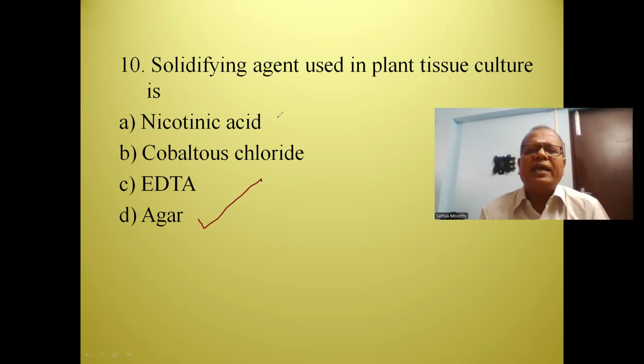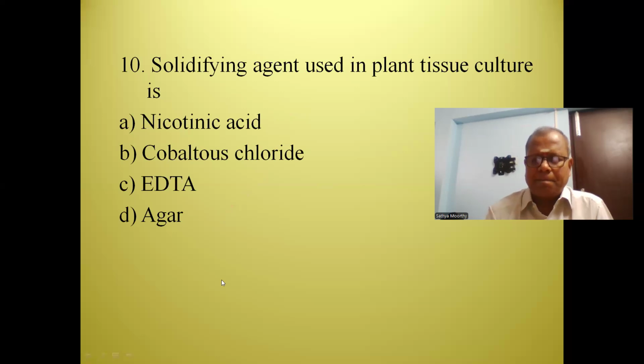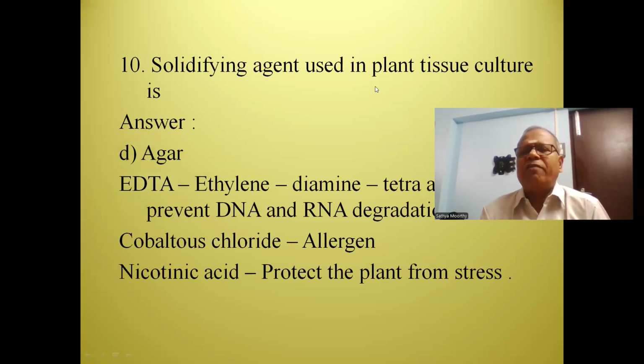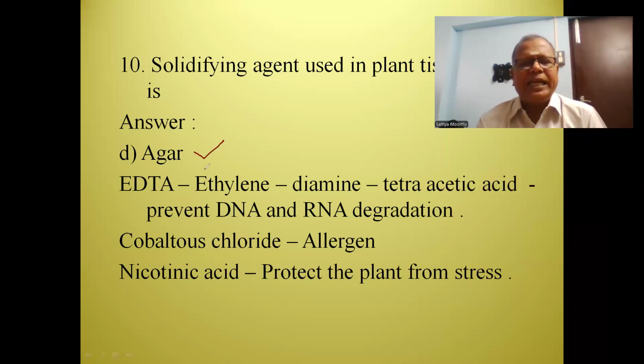What is the role of these other things? Nicotinic acid, cobalt chloride, and EDTA. We will see one by one. Before that, we will check the answer. Yes, agar-agar. The solidifying agent used in tissue culture is agar-agar. Then what does EDTA represent? EDTA: E for ethylene, D for diamine, T for tetra, A for acetic acid. It helps to prevent DNA and RNA degradation during genetic engineering.